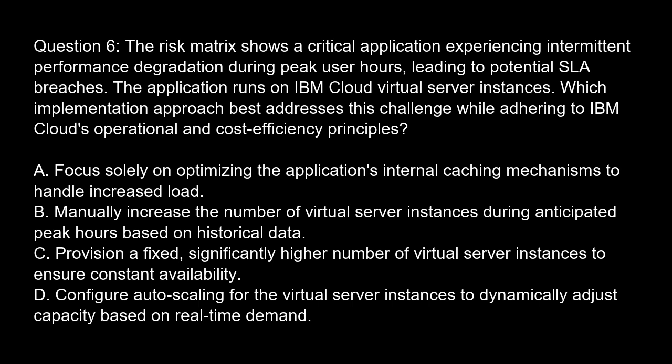Option A. Focus solely on optimizing the application's internal caching mechanisms to handle increased load. Option B. Manually increase the number of virtual server instances during anticipated peak hours based on historical data. Option C. Provision a fixed, significantly higher number of virtual server instances to ensure constant availability. Option D. Configure auto-scaling for the virtual server instances to dynamically adjust capacity based on real-time demand.